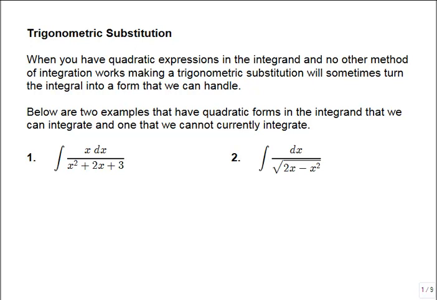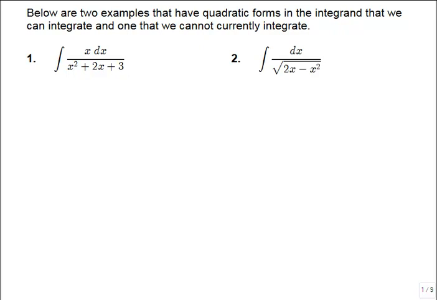Below are two examples that have quadratic forms in the integral that we can integrate and one that we cannot currently integrate. So if we start with number 1, we have the integral of x dx over x squared plus 2x plus 3. So where do we even begin when we see something like this?